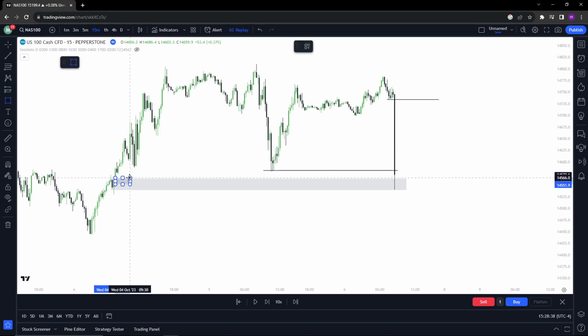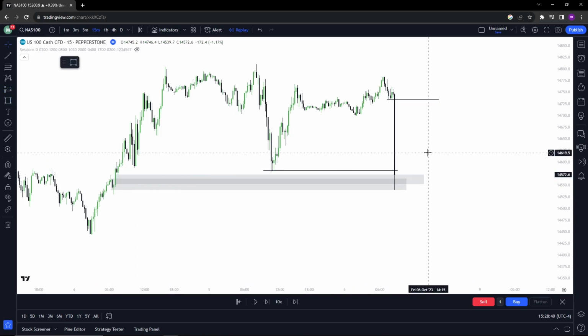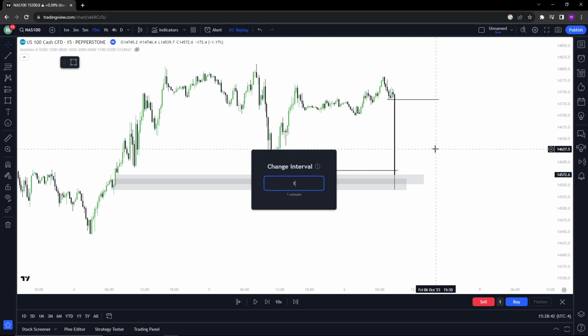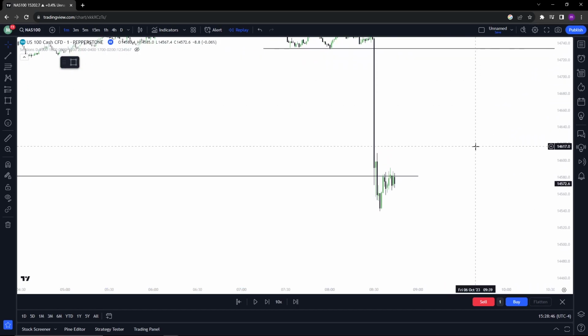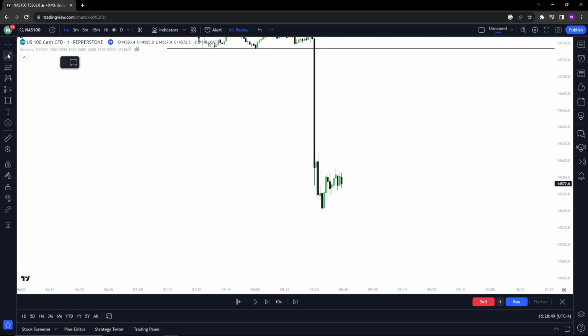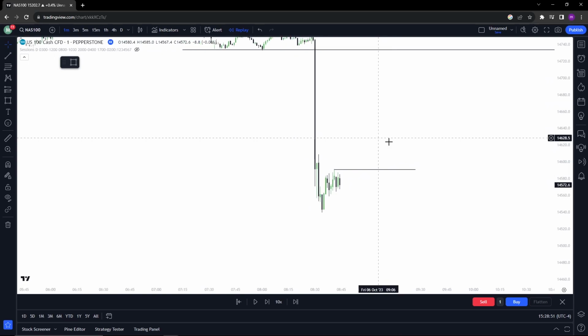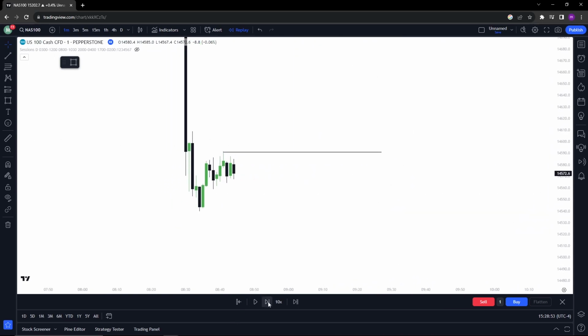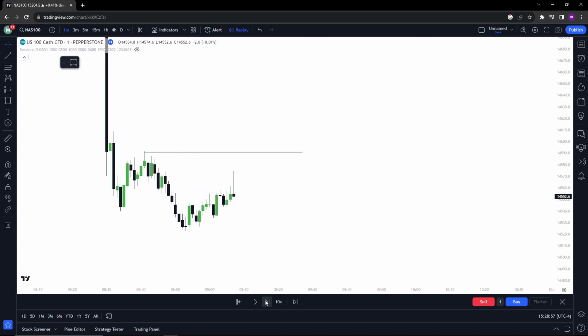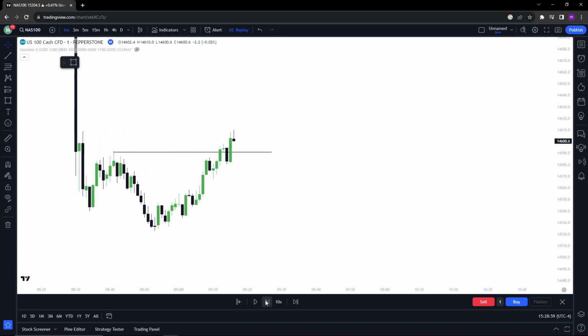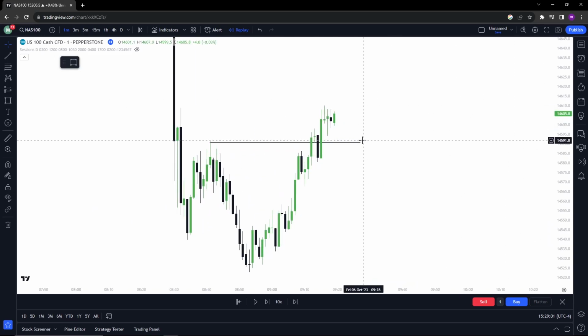Apologies, right within here. Now the next thing we want to do is drop onto the lower time frame and identify a market structure shift of our most recent high. You can see this is the high. I'm going to be looking for a market structure shift right over here. Now if I play the market, you can see we've had a break of the structure right over here.